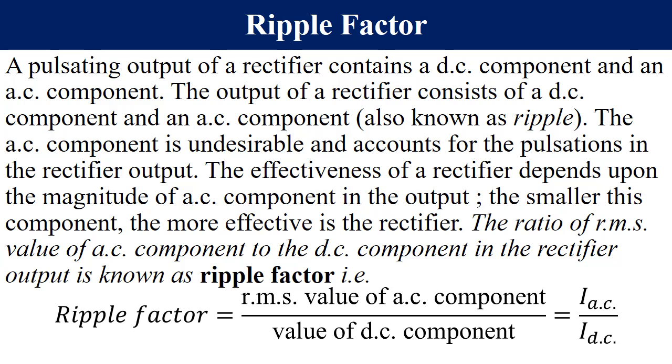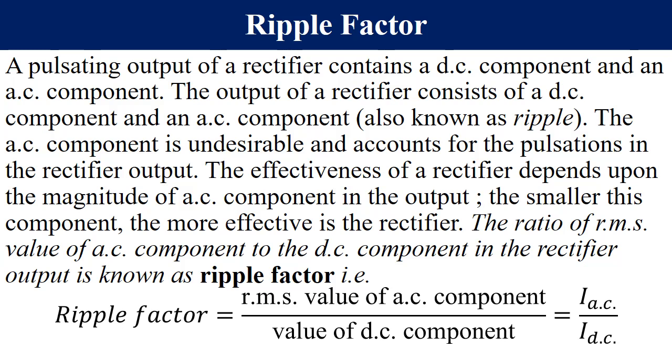So we are saying the ratio of the RMS value of the AC component to the DC component in the rectifier output is known as the ripple factor. Please take note that the lower the better. A pulsating output of a rectifier contains a DC component and also an AC component. That AC component is what we call ripple, and it is undesirable at the load. In other words, it must be filtered out.